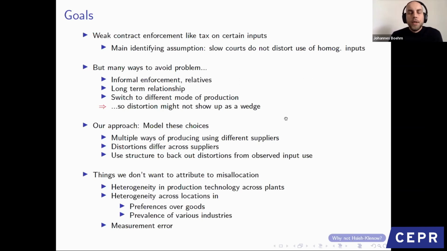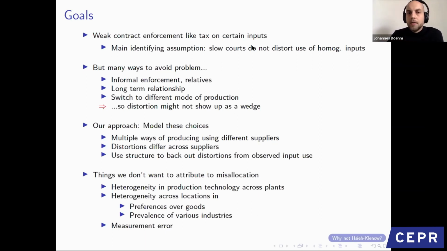Okay? So in this model, we want to actually model all these different choices. So you're going to have different ways of producing using different suppliers. Okay, so different production functions for the same output, but also using different suppliers. Distortions will be different across the suppliers. In the spirit of maybe if you're purchasing from your cousin, you might not be facing any distortion. Okay, but if you purchase from a firm whose manager you have never met before, you might be actually facing a holdup problem. So we're going to use the structure of the model to back out the distortions from these patterns of observed input use. And they're going to be very similar to these reduced form regressions that I've sketched just before.